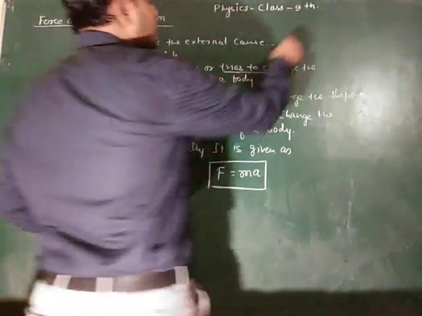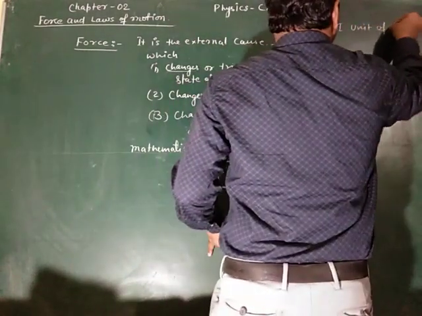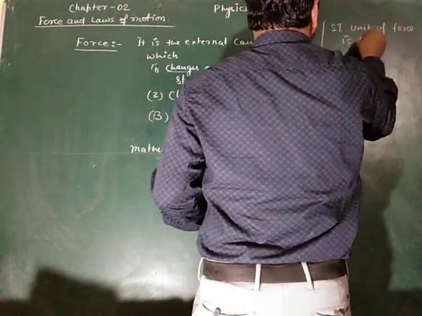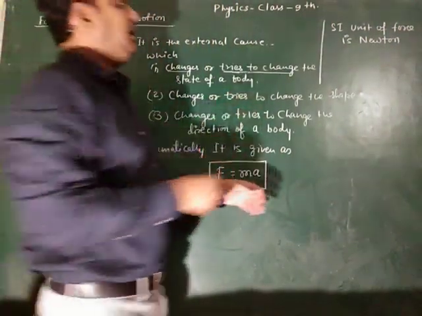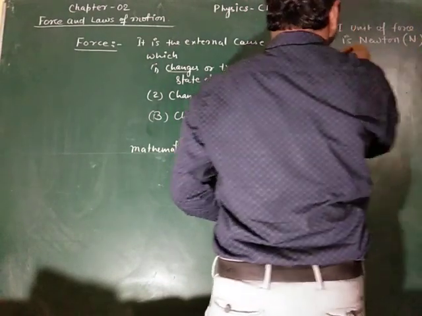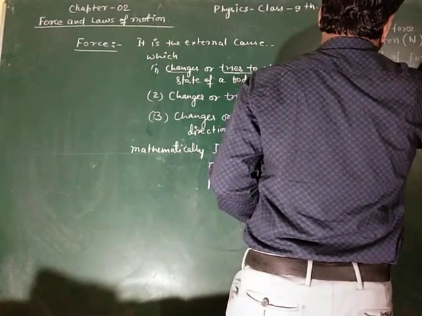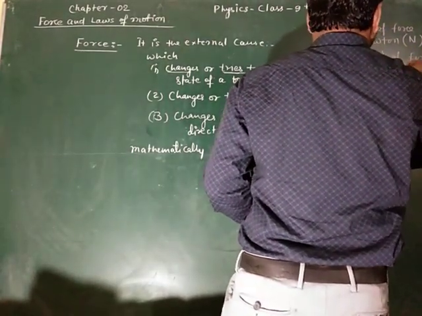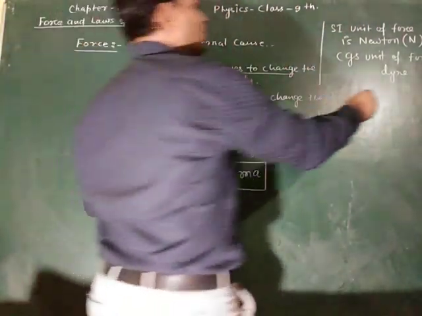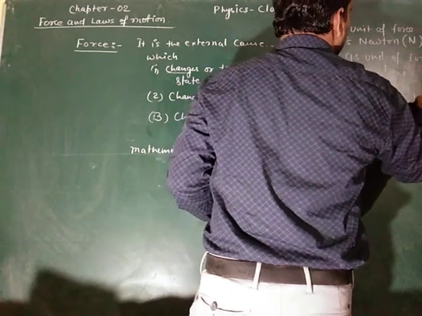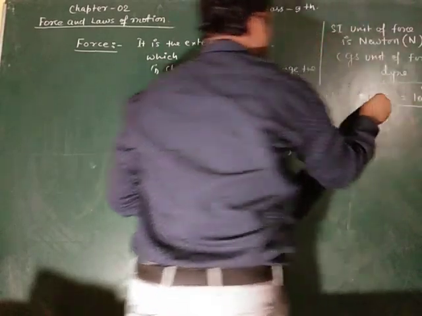And what will be the SI unit? The SI unit of force is Newton, and it is represented by N, and the CGS unit of force is dyne. And there is a relation between Newton and dyne. What is the relation? 1 Newton is equal to 10 to the power 5 dyne.